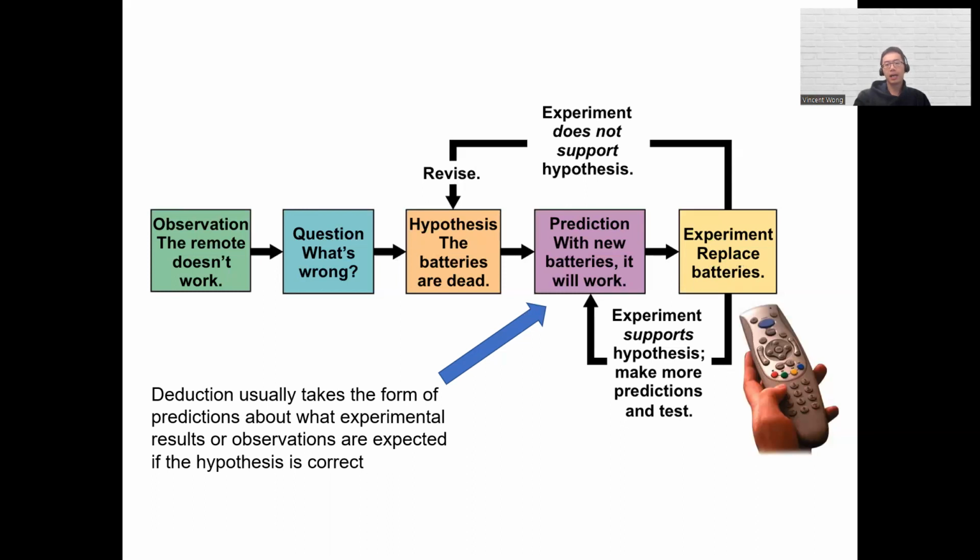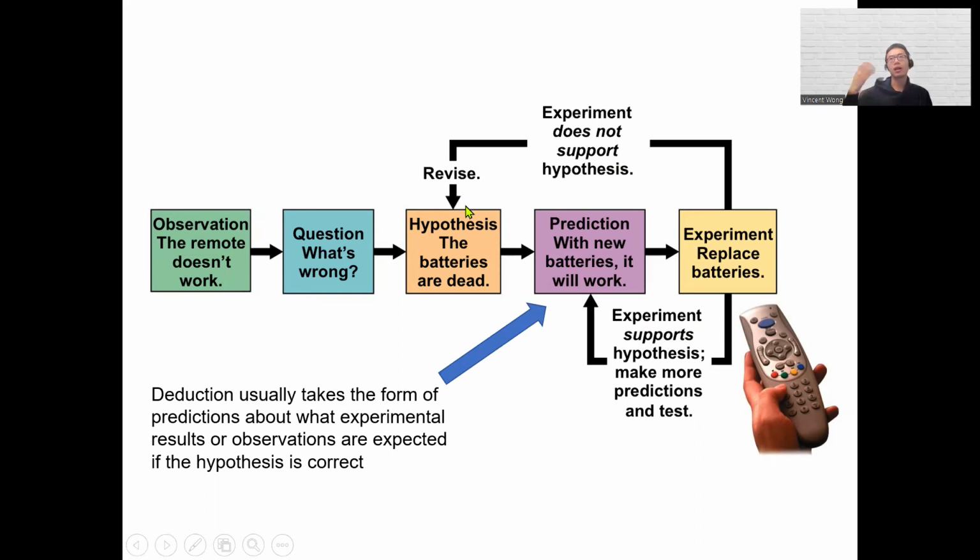Okay, the remote works. Once you replace the battery, then you can go watch TV. Then the experiment supports the hypothesis. It means you were correct, and the problem is solved. But it's also possible that you replace the battery and it doesn't work. It still doesn't work, right?